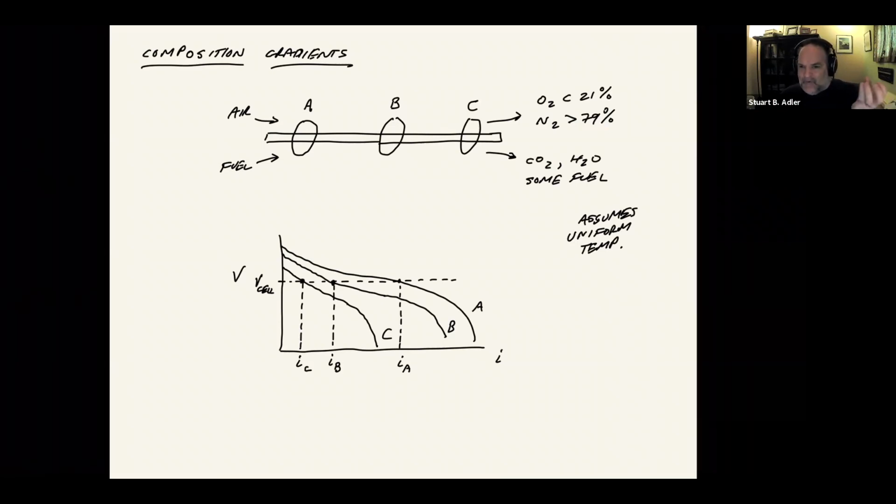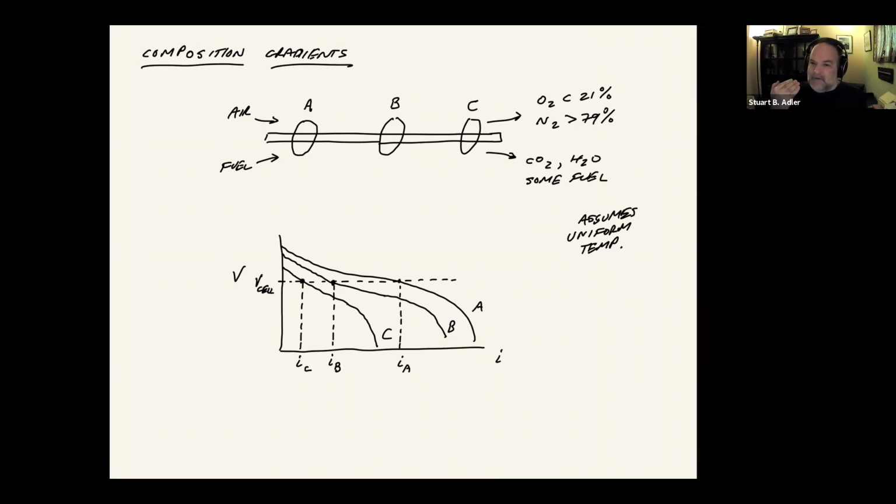So this is one of the main things we have to worry about in stack design. Yes, we can measure this polarization curve of a single cell, but it's not quite as simple as just okay, well, what's the temperature? What's the incoming gas composition? That gives us the current density, and we just multiply by area. That doesn't quite work that way.